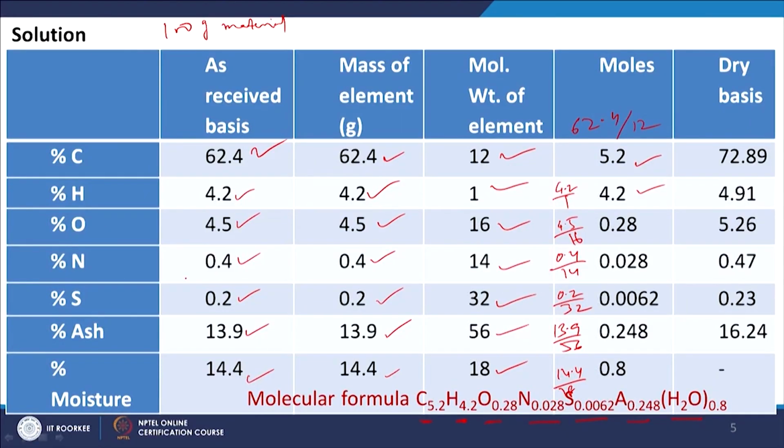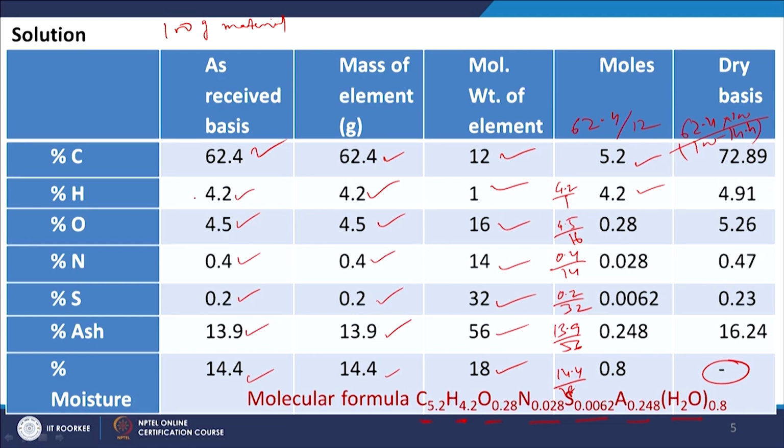So, we have to convert these percentage values from as received basis to dry basis. So, how can you do it? Dry basis means we will not be having any moisture. So, here we are getting 62.4 into 100 divided by 100 minus the moisture, that is 14.4. So, it is coming to 72.89.